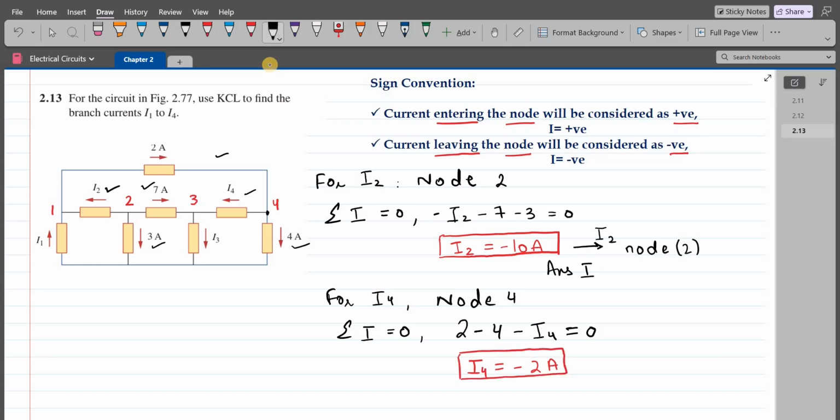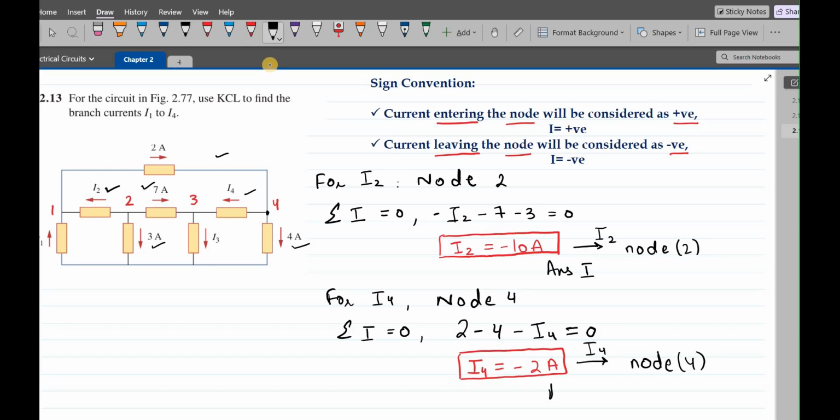Again, we are getting the negative answer. So negative means that the direction we had assumed earlier for I4 is incorrect. In fact, I4 is towards the node 4. So this is our second answer.